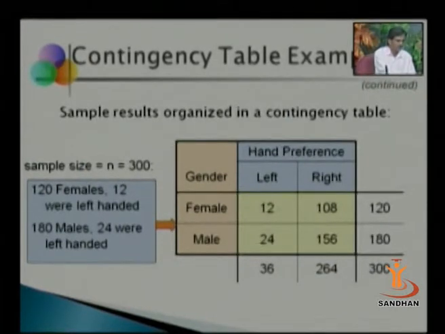And this is the observed data. We have taken a sample of size 300. Out of 300 students, 120 are female, 180 are male, and again out of 300, 36 are left-handed, 264 are right-handed. And here this is the cross classification. That means out of 180 female students, only 12 are left-handed and 108 are right-handed. In this way we have the 2 by 2 contingency table, and the sample size is 300.